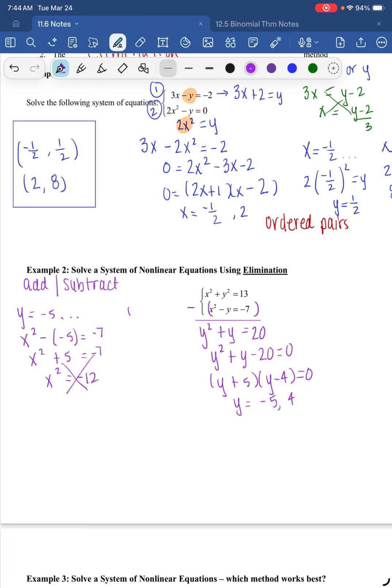And then I'm going to say y is 4. See what happens here. So if y is 4, I get x squared minus 4 equals negative 7. You get x squared equals negative 11. Also not a viable solution. So the answer to this problem is no solution.